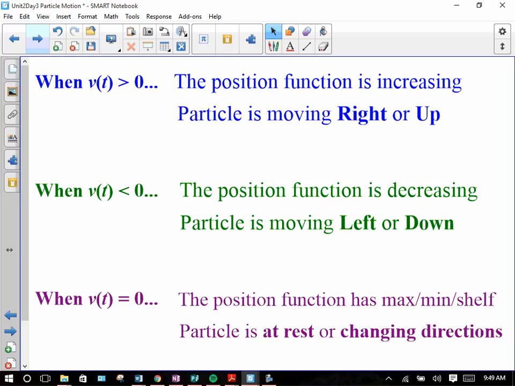Now, all of this should make some sense because we said velocity is our first derivative of the position function. And we know that when our first derivative is greater than 0, that tells us our function is increasing. So we're essentially taking what we've been talking about and applying it to this idea of particle motion.